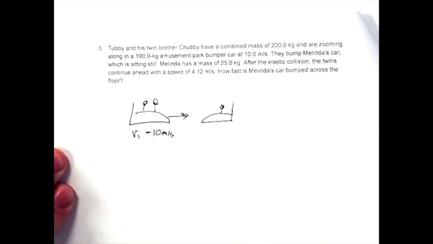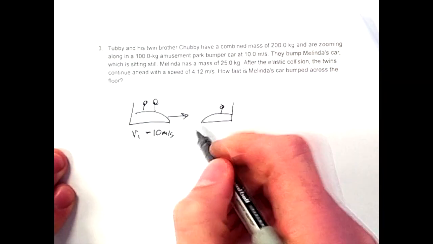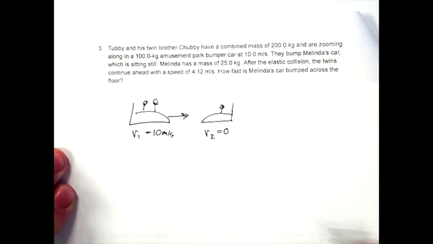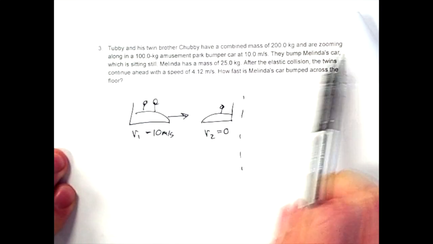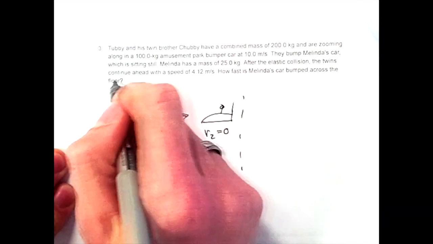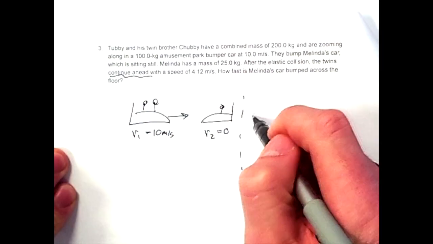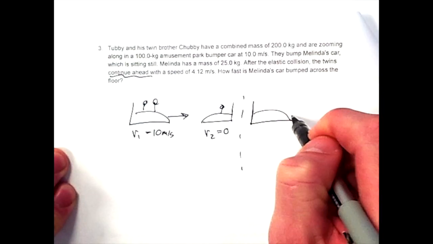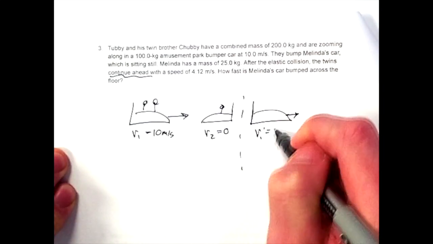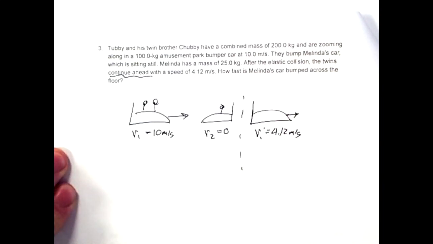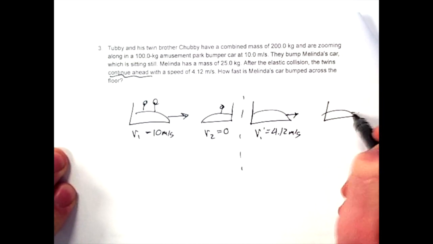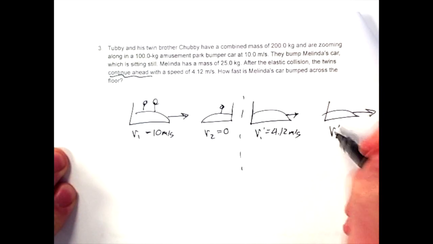Her velocity, V2, is 0. Then after the collision, they bump Melinda's car, which is still sitting still. Melinda has this mass. After the collision, the twins continue forward. These guys are so massive that they don't get knocked backwards. They just slow down. So V1 prime is 4.12 meters per second. And then the question is, what happens to poor Melinda, who's probably ending up facing this way, moving that way, at V2 prime?